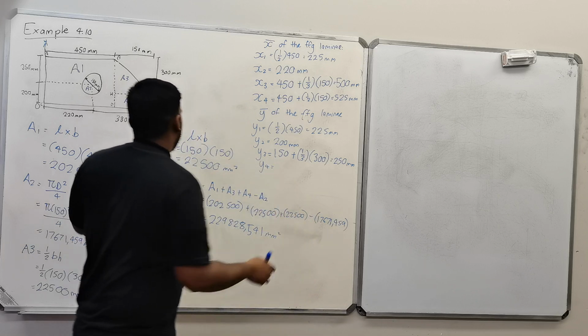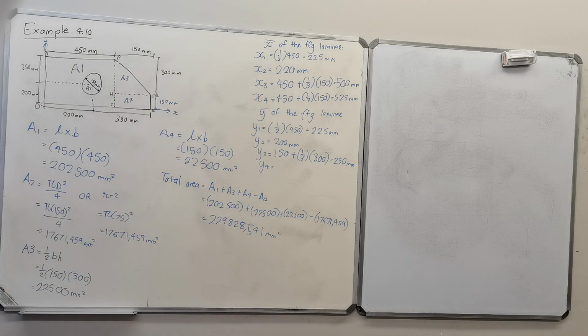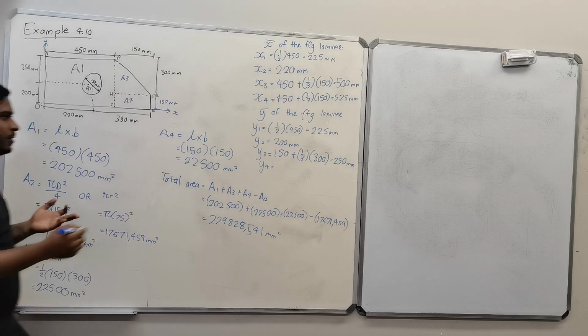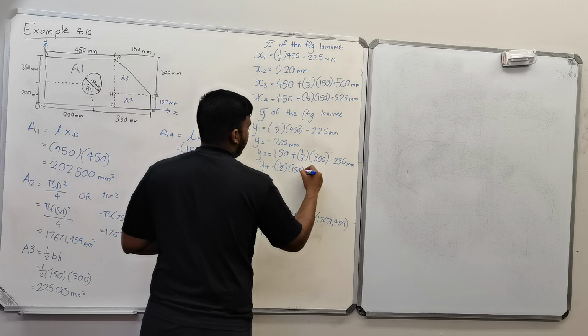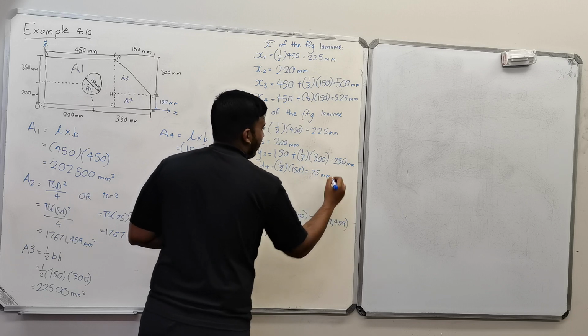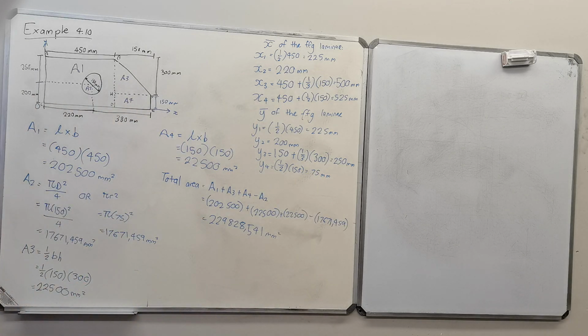Y4 would be 150 divided by 2, half of 150, which is 75 millimeters. So you're working out the center points of the x-axis, and now the center points of the y-axis, going up now. Remember, it's like a graph. Each thing is a graph. Those two values are basically the center points of each shape.